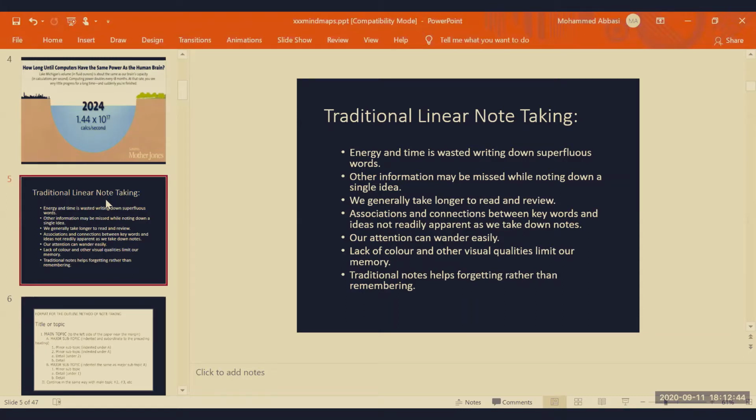You might miss other information whilst you're writing down a single idea. So we generally take longer to read and then review. Associations and connections between these words and ideas are not readily apparent as we are taking down the notes. We're spending too much of our brain power and time writing down notes. The lack of color and other visual qualities also limits our memory.